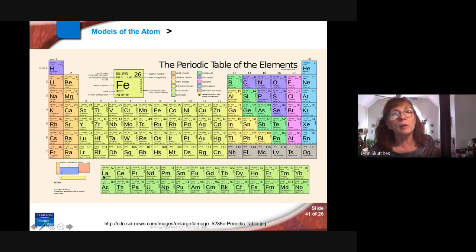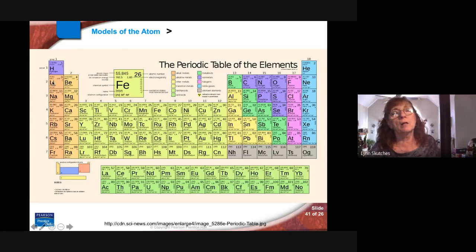So 7 periods, and you're probably going, wait, there's 2 down at the bottom. Well, those 2 lines, the lanthanides and actinides, actually this whole thing should be split right here and shoved apart to make room for these 2 rows at the bottom. And again, it makes a lot of sense when you understand electrons. It's so cool.